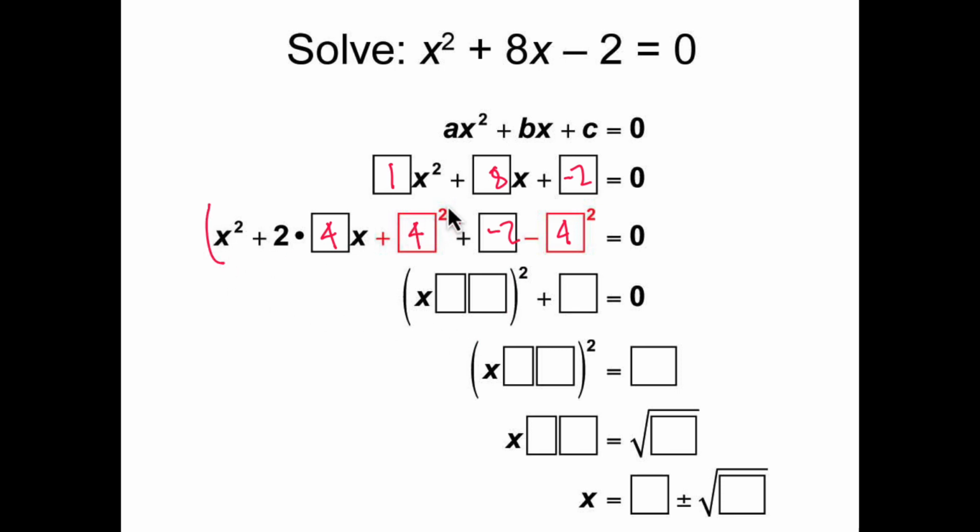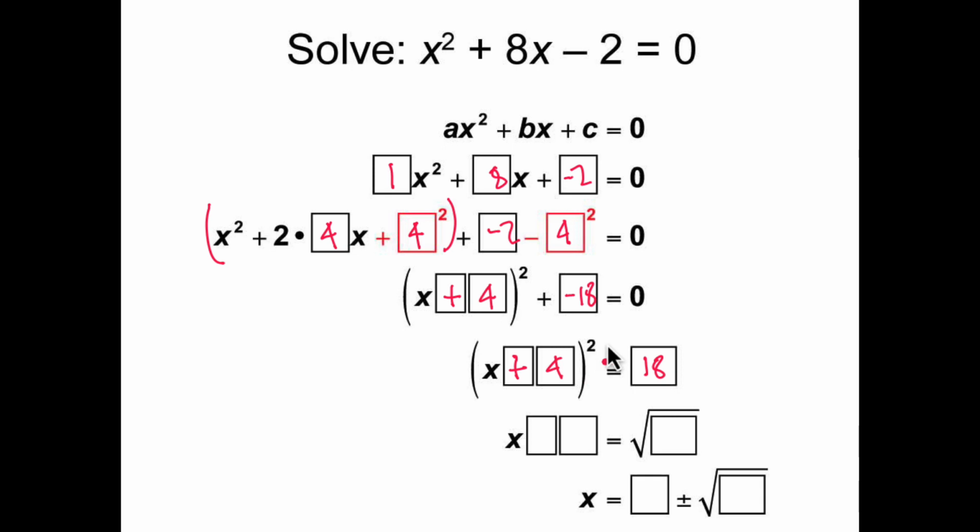This expression can be rewritten as the square of a linear term. So we can take this and write it as x plus 4, the entire quantity squared, plus -2 minus 4 squared, which is -2 minus 16, or minus 18. We can simplify this equation by getting rid of the -18 from the left side of the equation, and so we get the quantity x plus 4 squared equals 18.